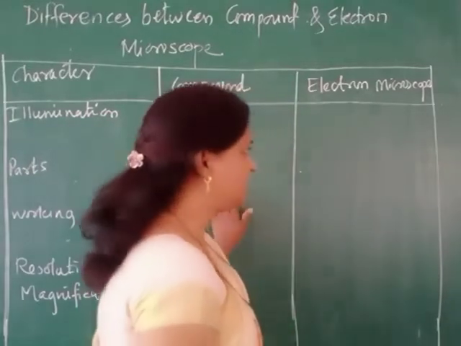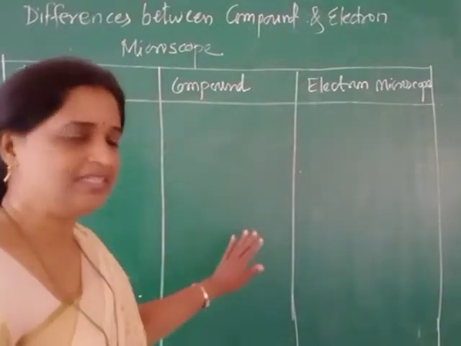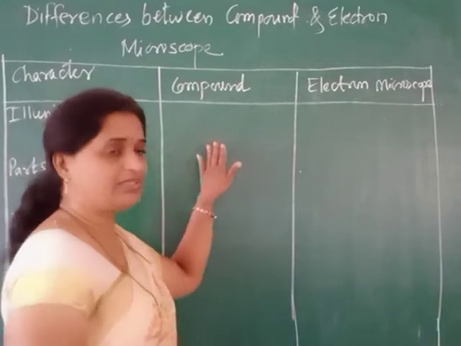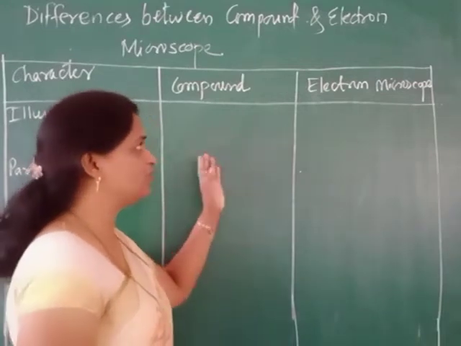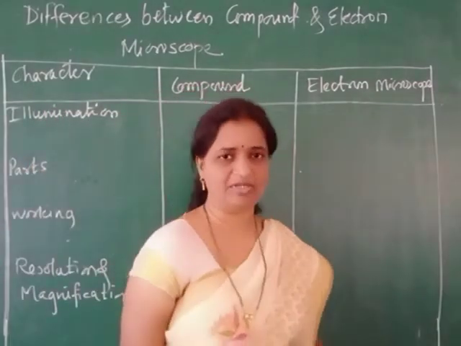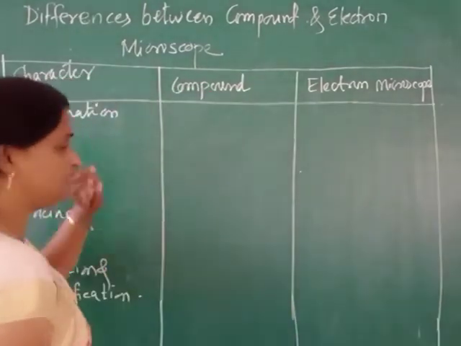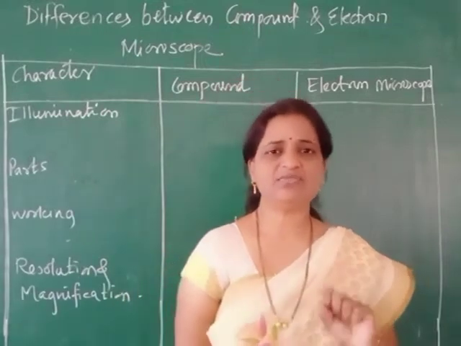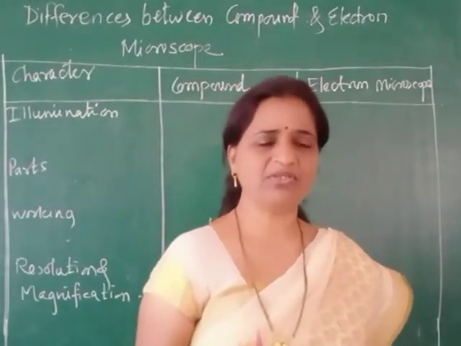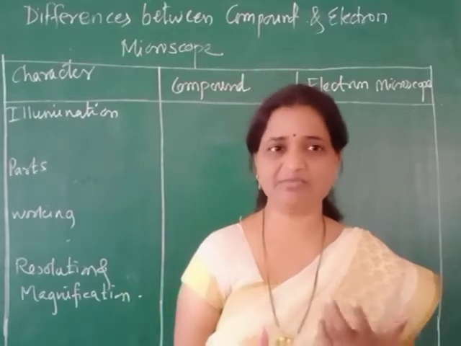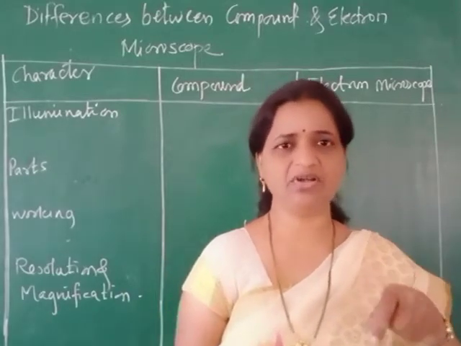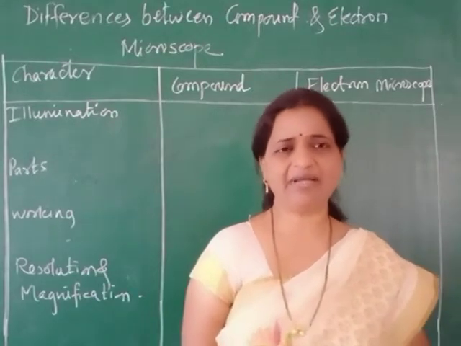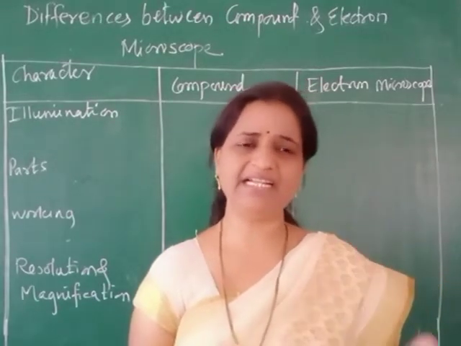Now here I draw a table having three columns. One is the character of the microscope. What is the character in the compound microscope and how is it different in the electron microscope. Now the first character is illumination. Illumination म्हणजे प्रकाश टाकणे. In the case of the compound microscope, it is a bright field microscope. What is bright field? When you are observing an object under the microscope, the object is colored and the rest of the background is brightly illuminated.